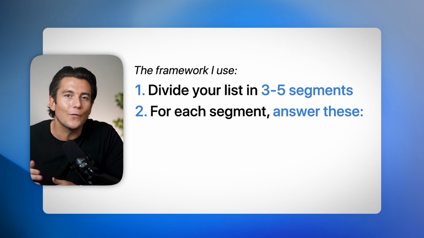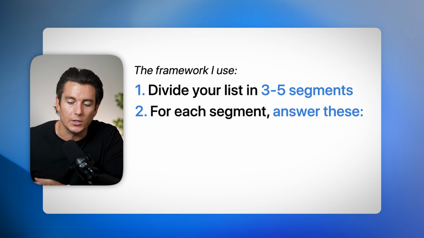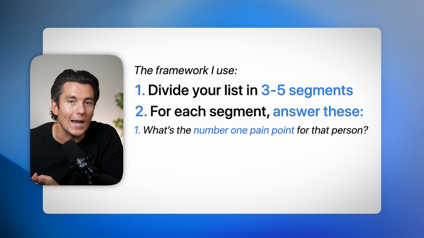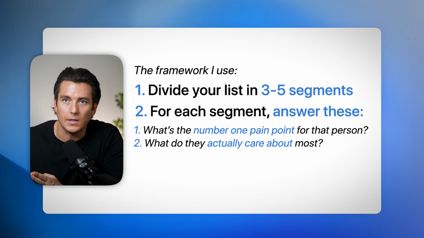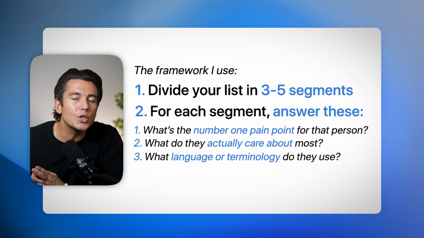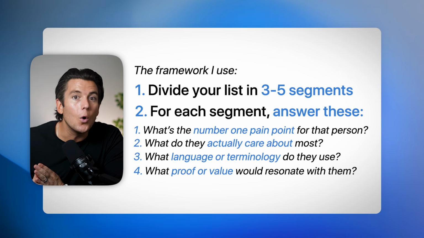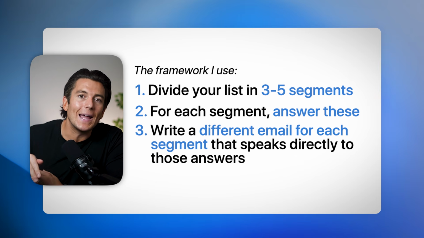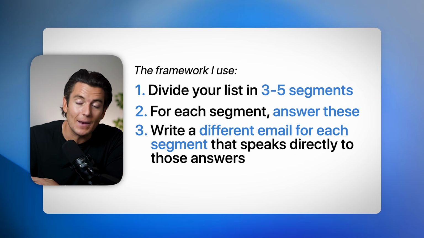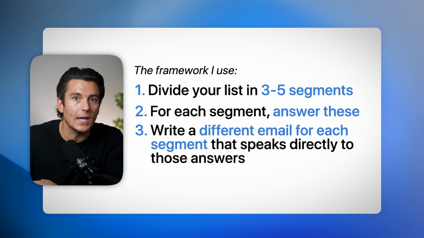Step number 2, for each segment, answer these 4 questions. What's the number 1 pain point right now for that person? What do they actually care about most? Is it speed? Is it scale? Is it compliance? Is it cost? What language or terminology do they actually use? And what proof or value would actually resonate with them? Step number 3, we want to write a different email for each segment that speaks directly to those answers.